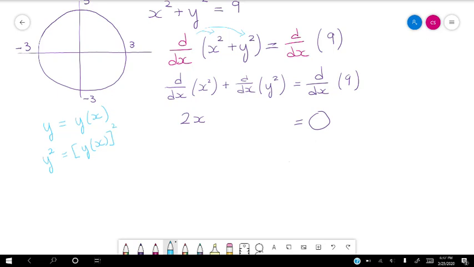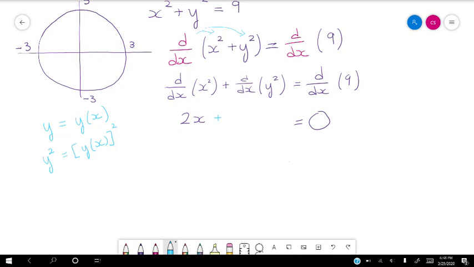So this is where our chain rule comes in, because we're going to have to take the derivative. We have an inside function, that's our y of x, but now we have our outside function, squared. So we take the derivative of the outside function, so bring that 2 down, and then we have to take the derivative of our inside function, y. This only happens with implicit differentiation.